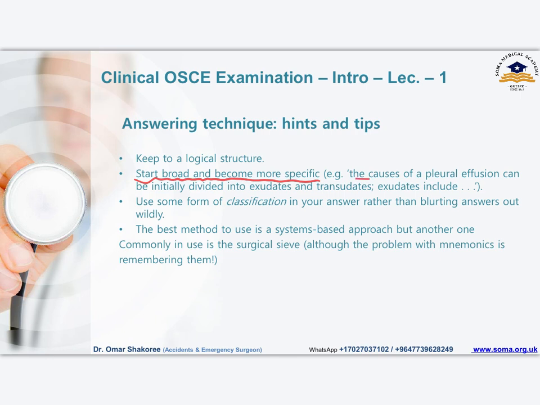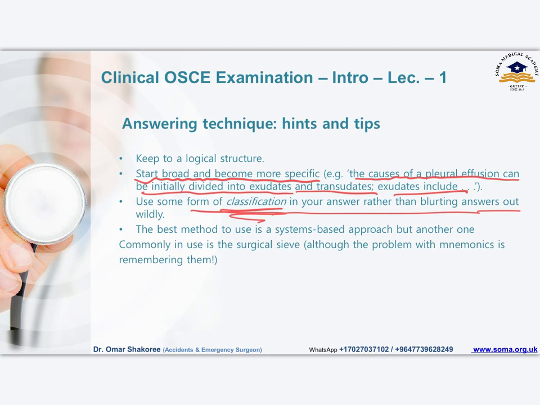Like when we said the causes of pleural effusion can be initially divided into exudate and transudate, and exudates include, and so on. Use some form of classification in your answer rather than giving enumerated answers, like causes of basal crepitation is pneumonia, heart failure. No, I don't want you to do it like this. Do it broad and then go more specific. Do some classification.